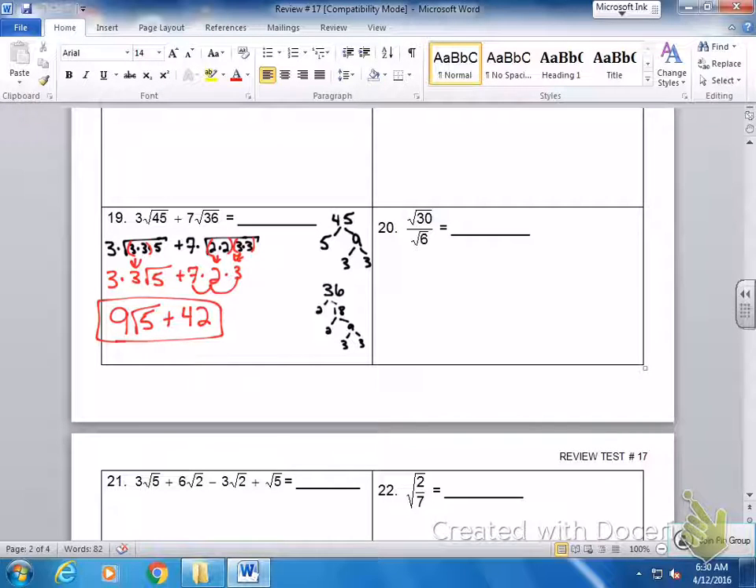So again, it's not a terrible problem, guys. You just have to be careful. Let's look at number 20. Now, number 20 is another one from 17.4.